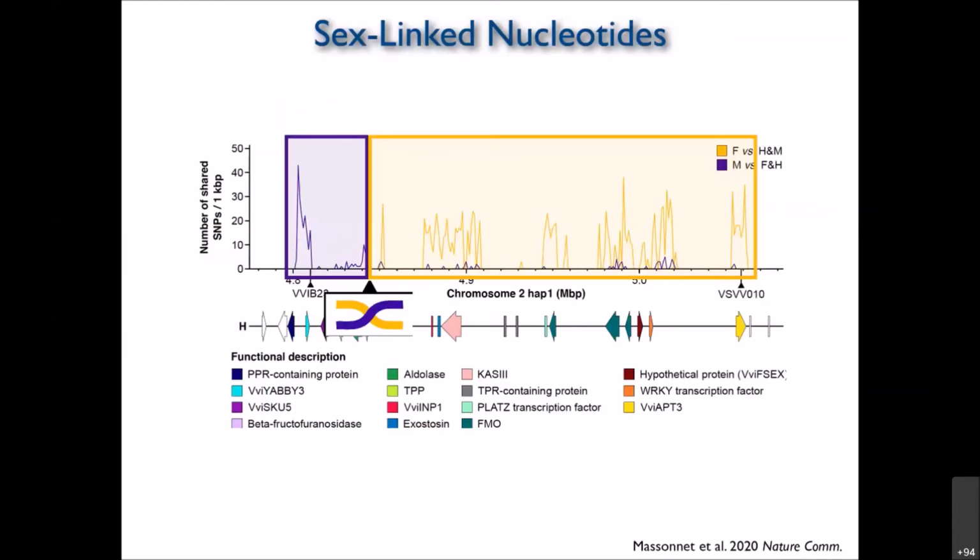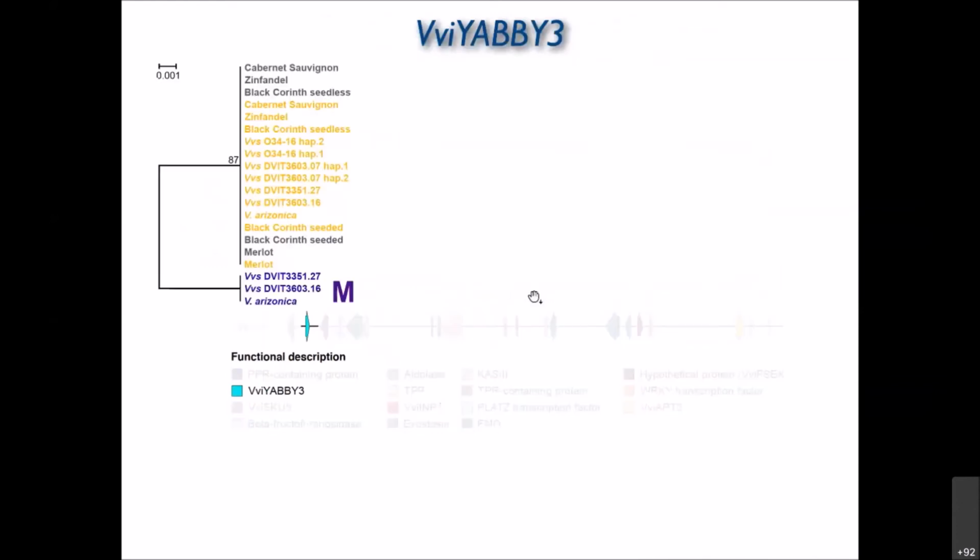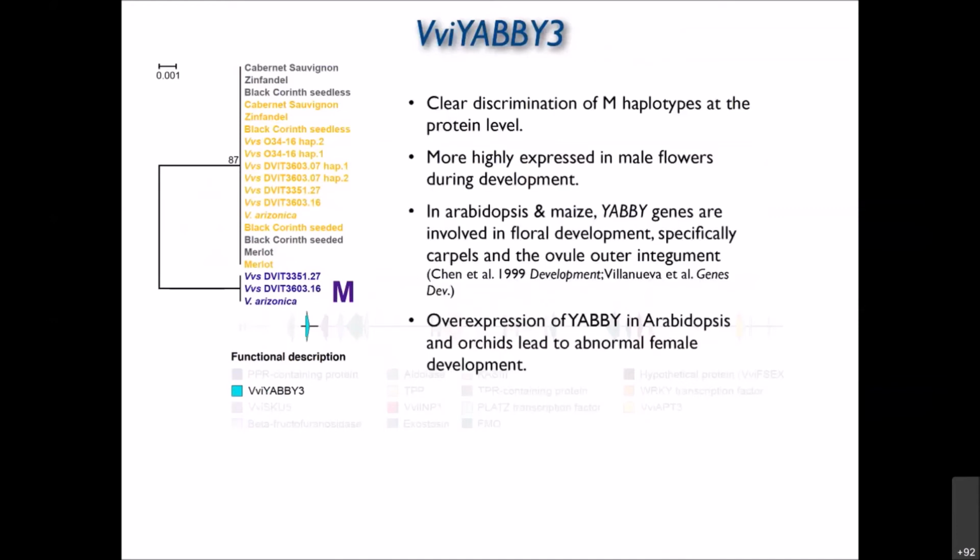But what else this tells us is that the female sterility mutation must be somewhere here in the male part, and the male sterility mutation must be somewhere here in the female part of this section of the genome that, again, is about 0.3 or 0.4 megabases, less than 0.5. So we looked at all the different genes within the male region, trying to find the female sterility mutation, and one particular gene knocked us off, and we think we know what it is. This particular gene is called the YABBY gene, and it's clearly the male haplotypes are very different than the female haplotypes and the hermaphroditic haplotypes.